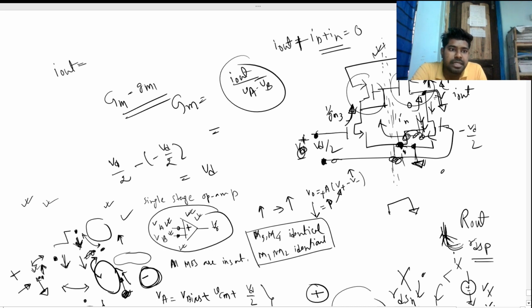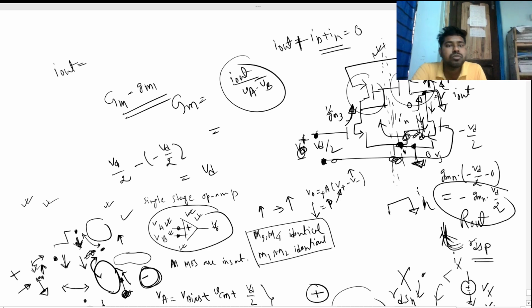Now we can see the current flowing through this branch. This will be nothing but GMN times, what is the VG, minus VD by 2, and minus 0. This is 0, right? The small signal VS is 0. So the current is nothing but minus GMN times VD by 2. This is our IN current.